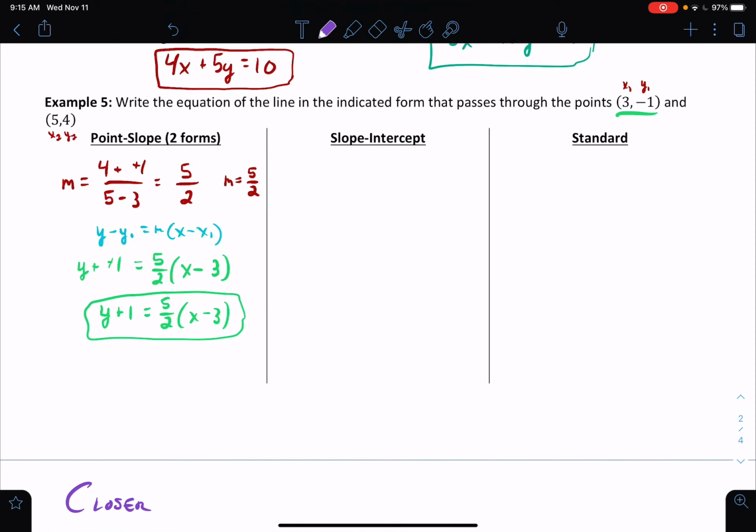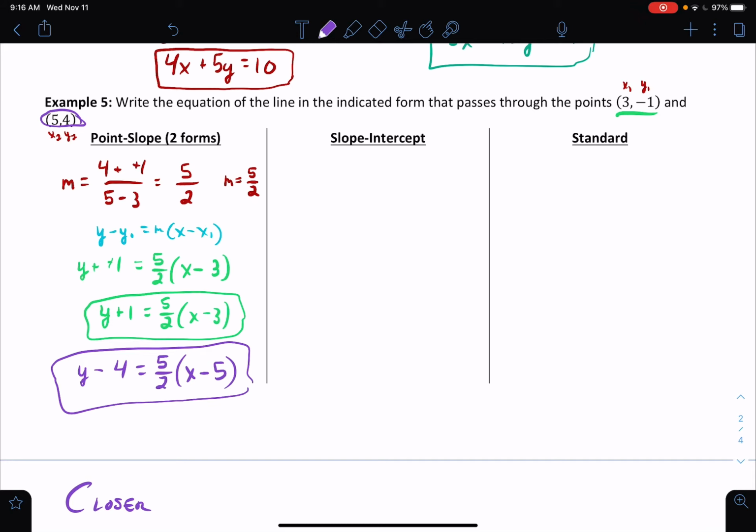I can also use my second point. Y minus the y coordinate, which is 4, equals my slope, which is 5 halves, times x minus the x coordinate, which is 5. Nothing I need to simplify there. That's already in point slope form.